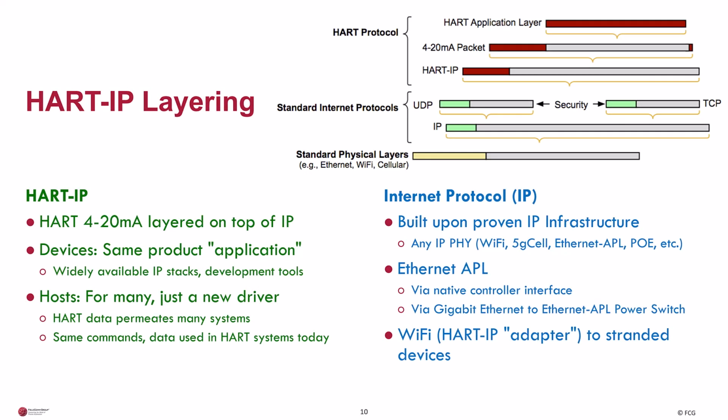HART-IP puts a thin wrapper around the existing HART communication and then layers it on top of the internet protocol. As we'll see, there's a lot of advantages of working on top of the internet protocol, not the least of which is it'll work on any physical layer in the world. Ethernet APL is also very simple to accommodate, either via a native controller interface or via APL power switch over existing gigabit Ethernet. There's also a specific Wi-Fi based HART-IP adapter that allows access to stranded devices that is defined by the protocol.